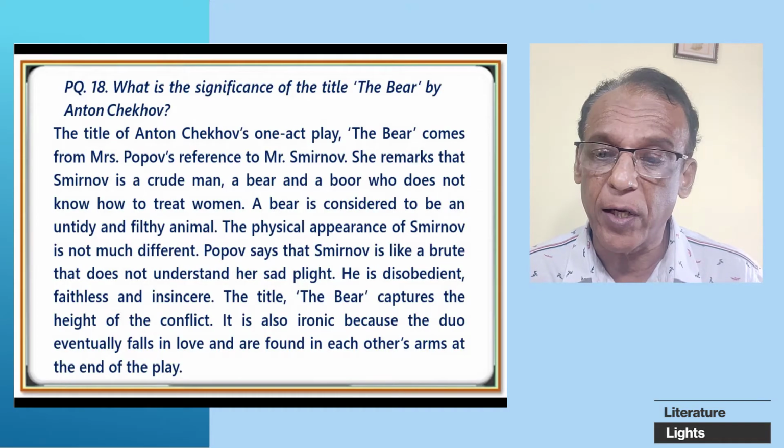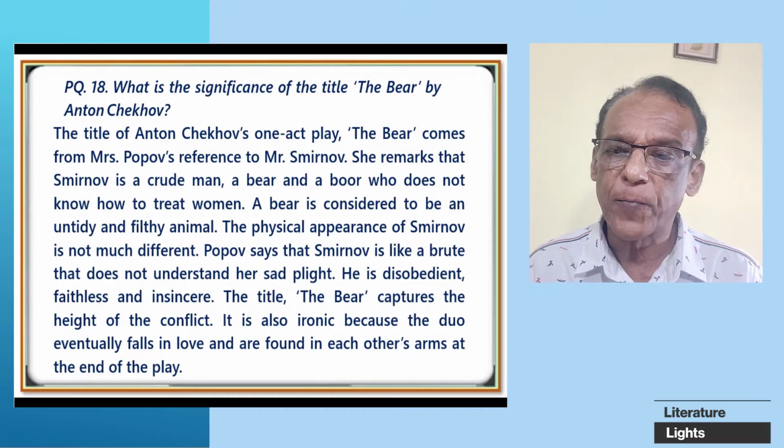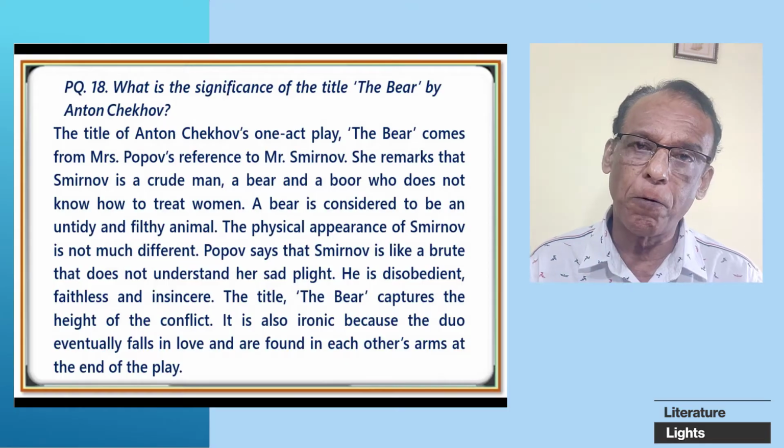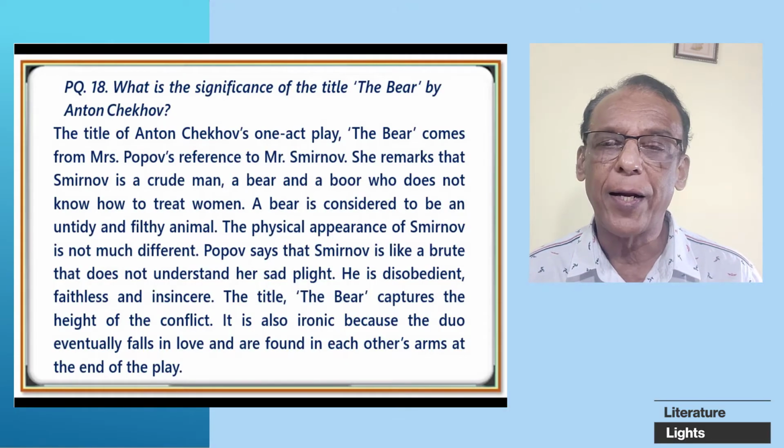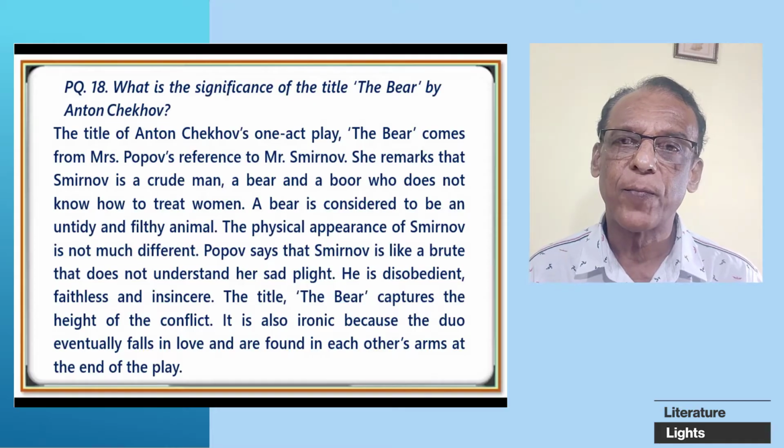It is also ironic because the duo, that is Mrs. Popo and Mr. Smirno, eventually fall in love and are found in each other's arms at the end of the play.